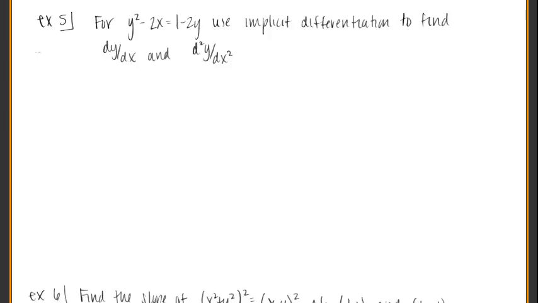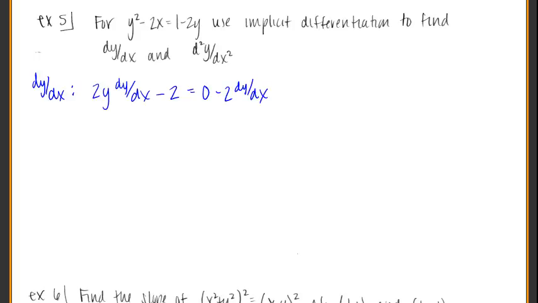Okay. For y squared minus 2x equals 1 minus 2y, we're going to find both the first derivative and the second derivative. Okay, so let's do the first derivative first. Let's find dy dx. Starting out, it'll be 2y dy dx. Is it okay if I start dropping some of these now? So the derivative of a minus 2x would be a negative 2 dx dx. I'm just not going to worry about writing that now, if that's okay. The derivative of 1 is 0, and the derivative of negative 2y would be a negative 2 dy dx.